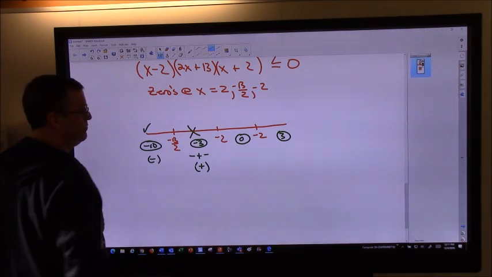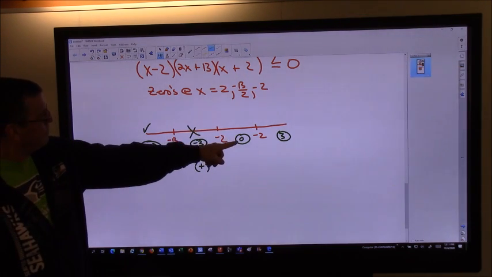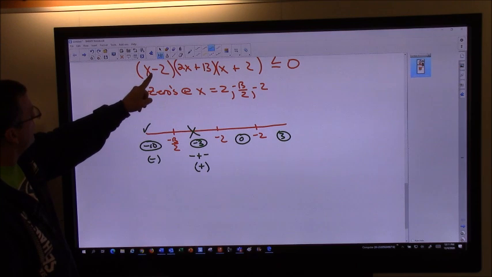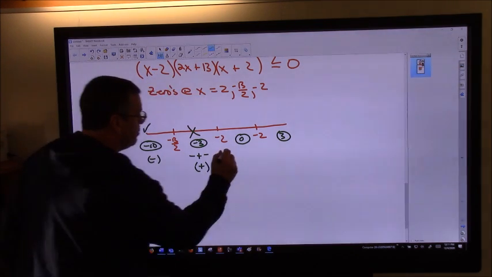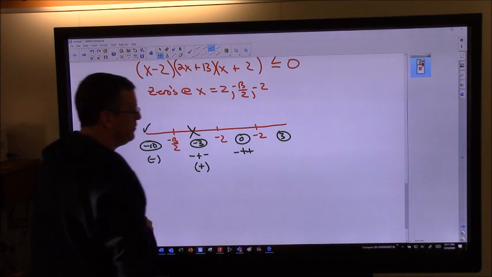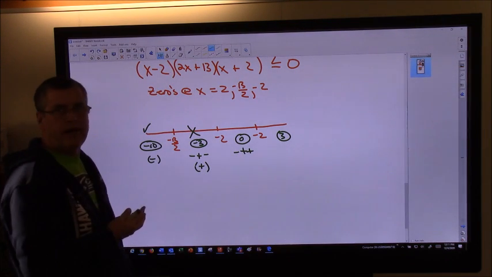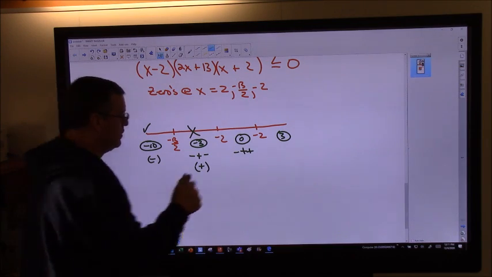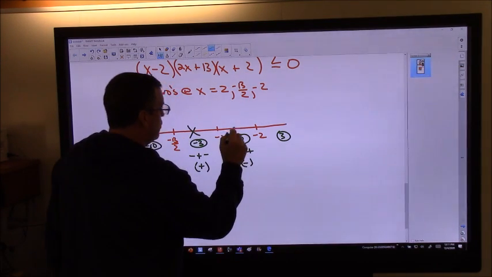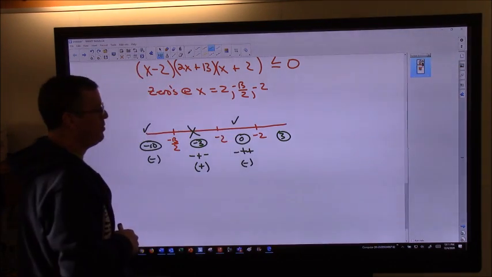Not what I want. Here if I plug in a 0, I get a negative number, a positive 13, and a positive 2. Negative, positive, positive. Overall, that would be a negative answer, right? So that is what I want. So check that off, that's one of my intervals.